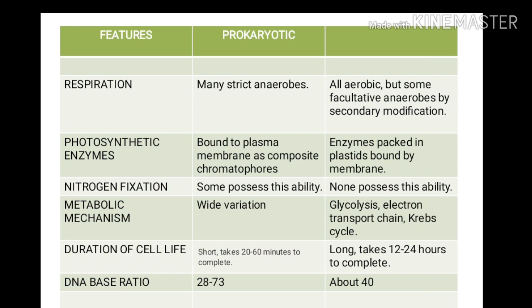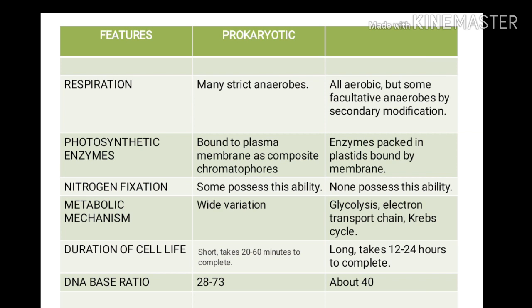In the prokaryotic cell, they are bound to the plasma membrane as a composite of chromatophores, while in the eukaryotic cell, the enzymes are packed in plastids bound by a membrane. The nitrogen fixation. Only in the prokaryotic cell, some possess this ability, while in the eukaryotic cell, none possess this ability. The metabolic mechanism. The prokaryotic cell has a wide variation, while the eukaryotic cell includes the glycolysis, electron transport chain, and Krebs cycle.